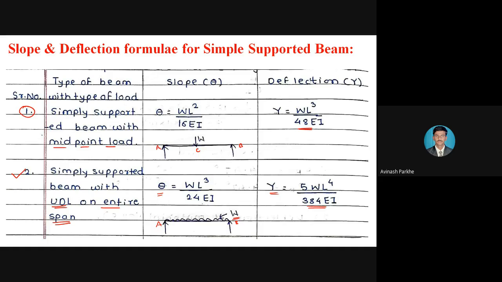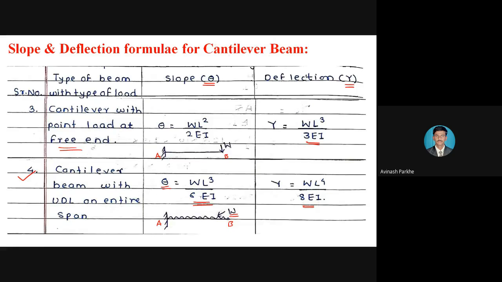You have only 4 standard cases: simply supported beam with point load, simply supported beam with UDL, and for the cantilever beam, point load at free end and UDL on entire span. So these 8 formulas should be at your tip of tongue. Then immediately you can give the correct option for the respective slope and deflection formula. So this is related to the slope and deflection formula for the simply supported and the cantilever beam.